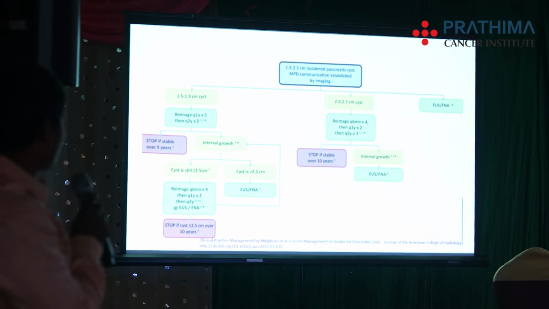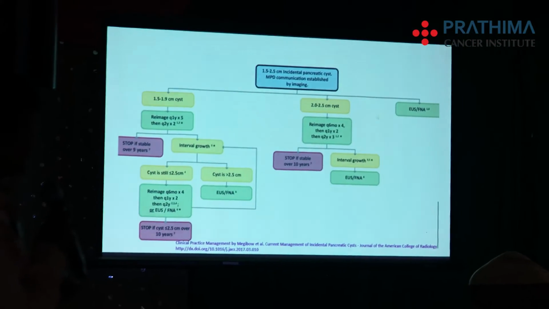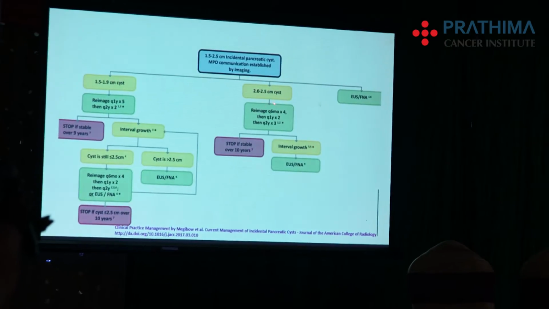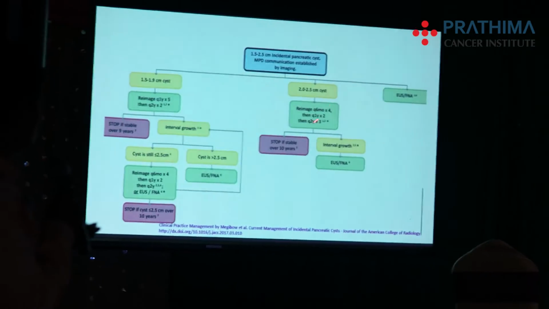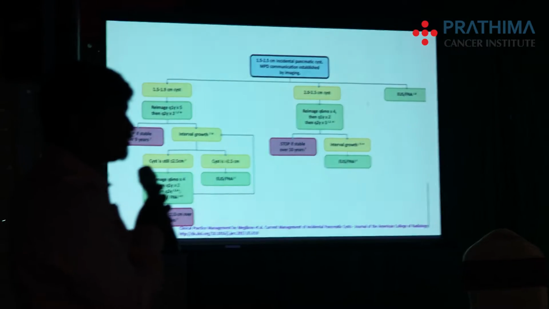If it is stable, then stop the re-imaging. If there is any interval growth, go for US guided FNAC. If the cyst is more than 2 to 2.5 centimeter, go for re-imaging every 6 months, because the threshold for growth is more than 2 centimeters.